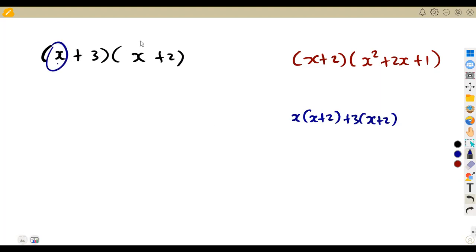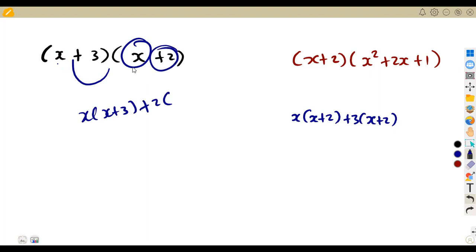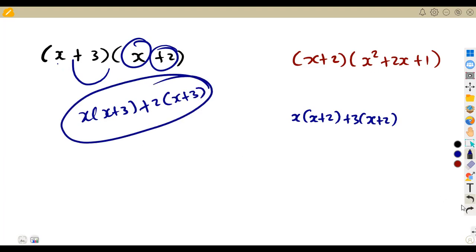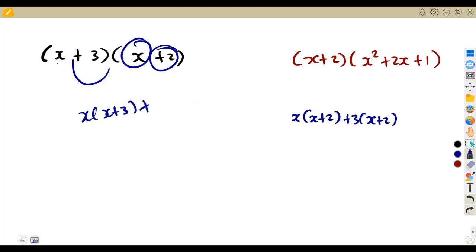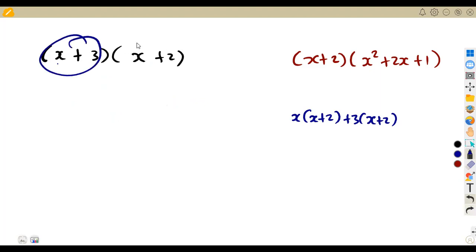3 has to multiply everything in this bracket. X has to multiply everything. Then 3 has to multiply everything in this bracket. So this is the condition that we have here. X multiplying everything in the bracket, then 3 multiplying everything in the second bracket, which could have been another way out. X multiplying everything in this bracket, and also plus 2 multiplying everything in this bracket of x plus 3. Still, you are going to obtain the same answer as long as what you are presenting is correct. So in this case, we multiplied the first bracket to the second bracket.